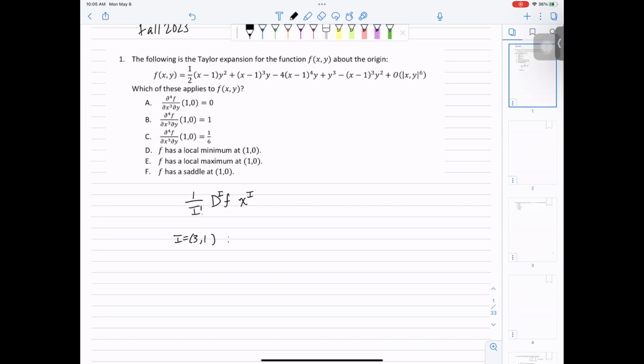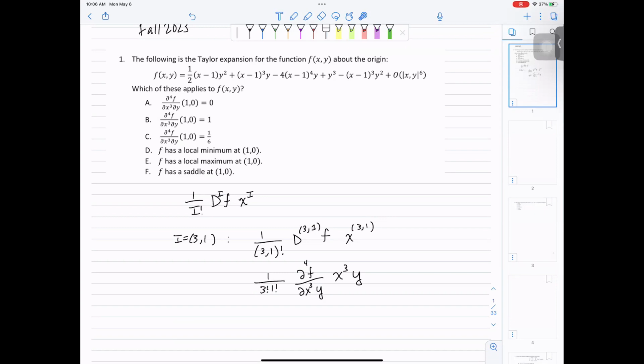What does an I of 3, 1 mean? It means that the term corresponding to that in the Taylor series is 1 over 3, 1 factorial, d to the 3, 1 of f, times x to the 3, 1. Meaning it's 1 over 3 factorial, 1 factorial. This d to the 3, 1 means that I want to do the partial of f. 3 plus 1 is 4, so there are 4 derivatives. And which variables am I doing them to? I want to do x 3 times and y 1 time, because this 3 corresponds to x and this 1 corresponds to y. And this x to the 3, 1 means whatever variables you have, to their respective powers. So x cubed y.